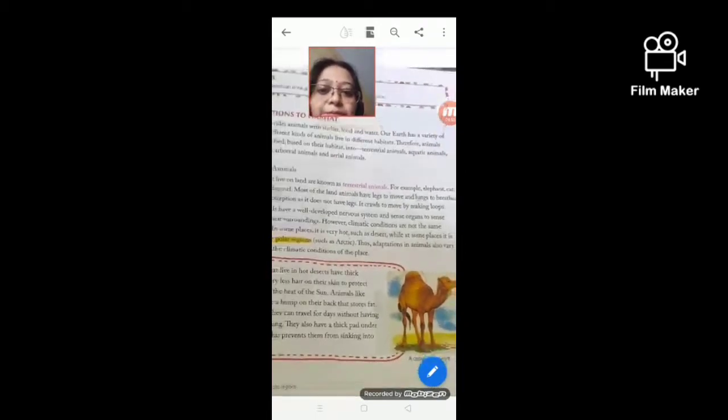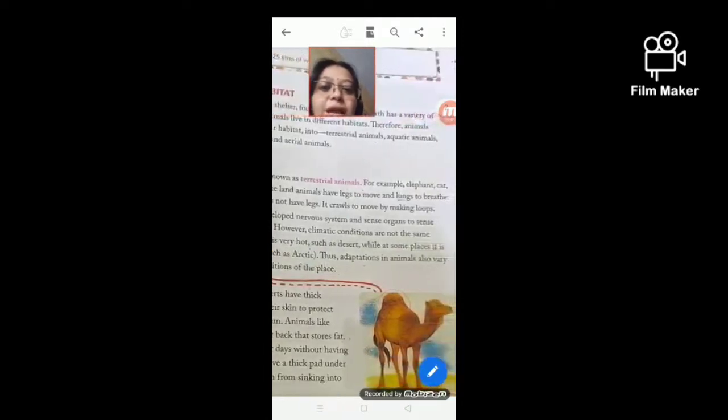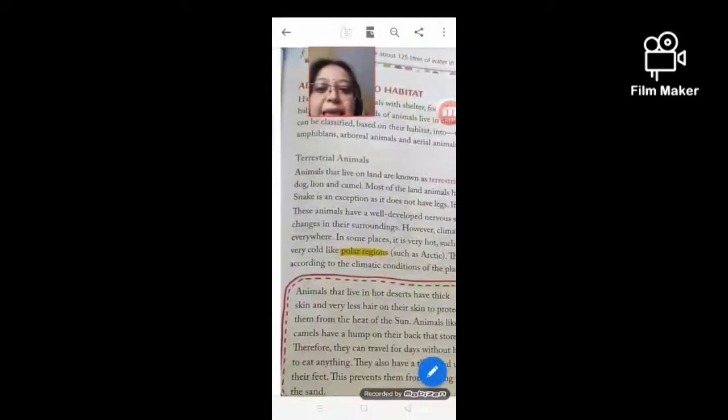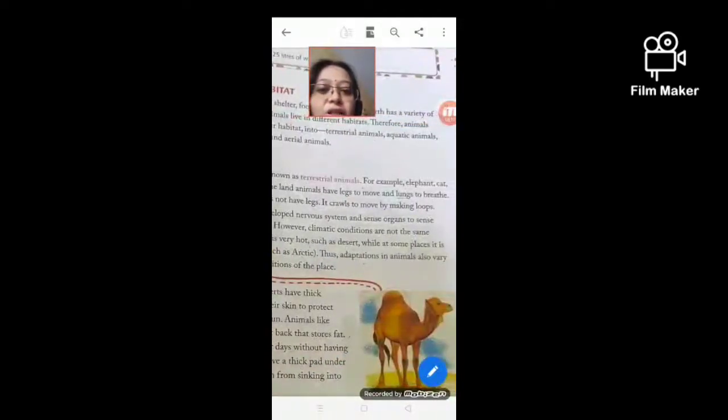So, what features do animals living on land have? They have legs to move and lungs to breathe. Snake is an exception. It does not have legs. It crawls to move by making loops.